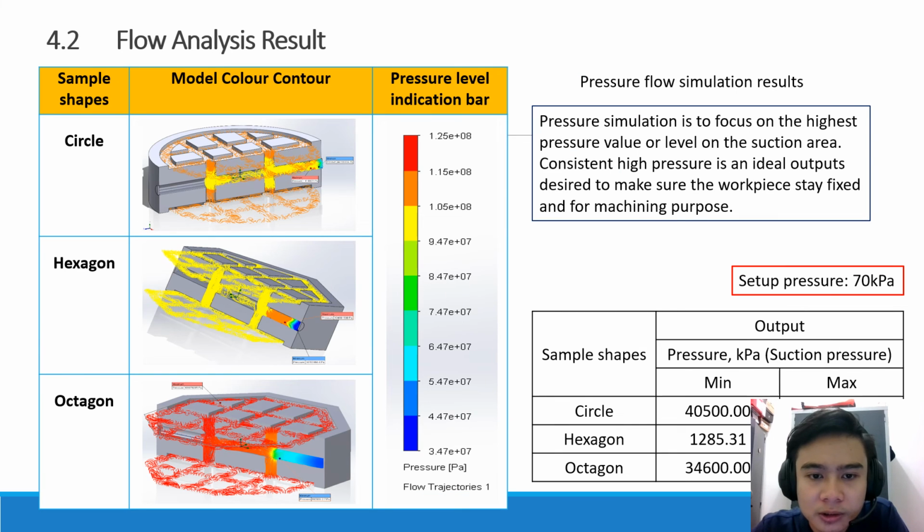This is the flow analysis result, and this part is focused on the pressure. The same setup parameter is used, 70 kilopascal. As you can see, there are the maximum and minimum pressure outputs between the three shapes. This pressure simulation focuses on the highest pressure value on the suction area. When it is the highest, as you can see, this octagon is the desired output to make sure the workpiece stays fixed for machining purposes.